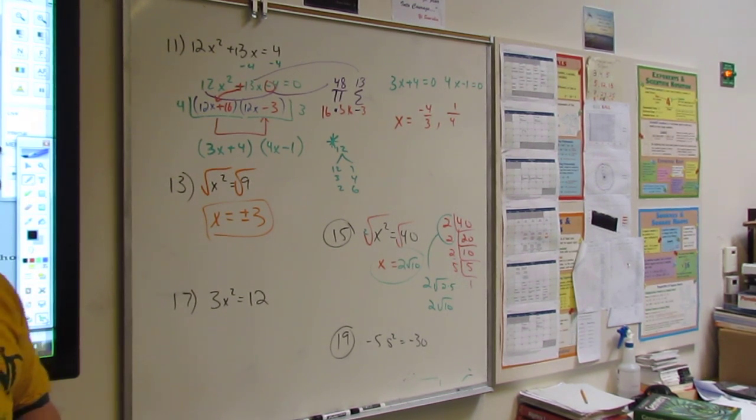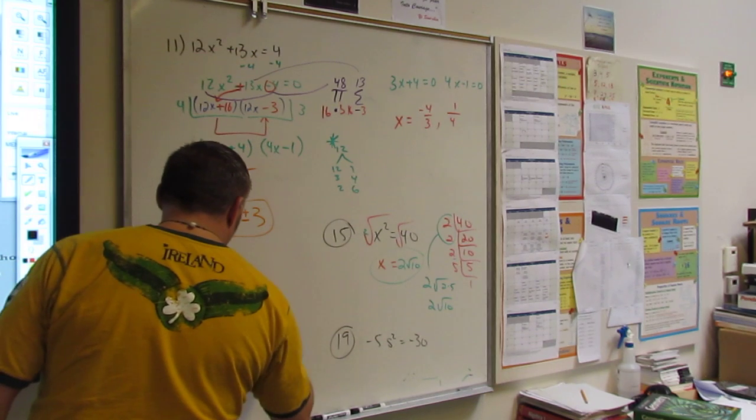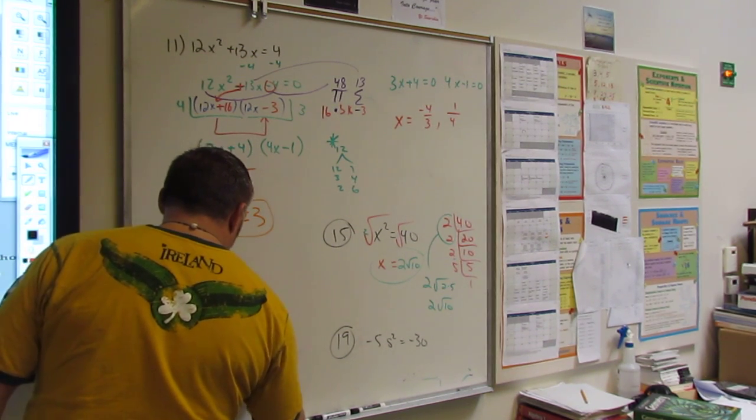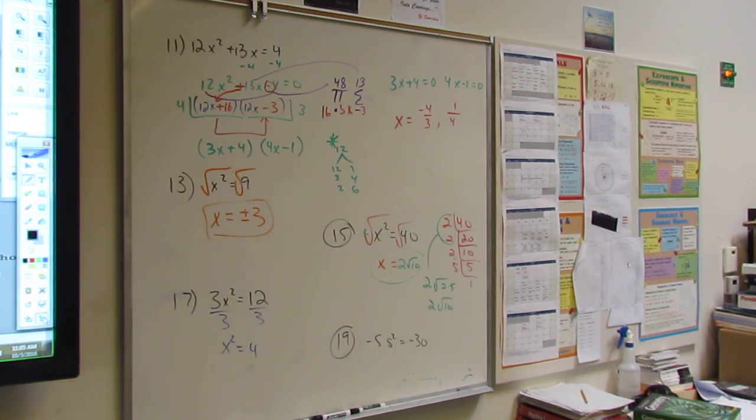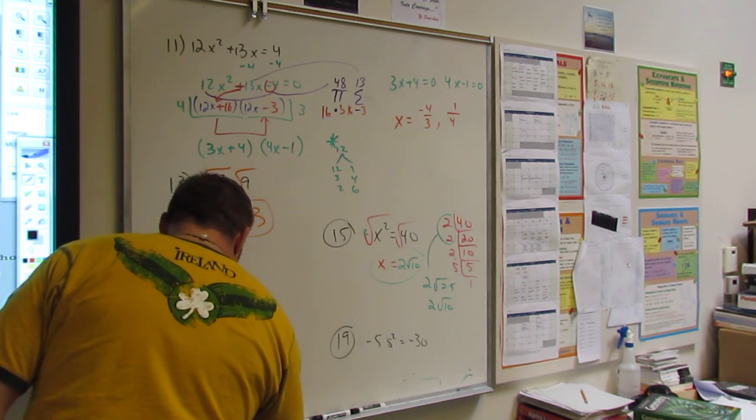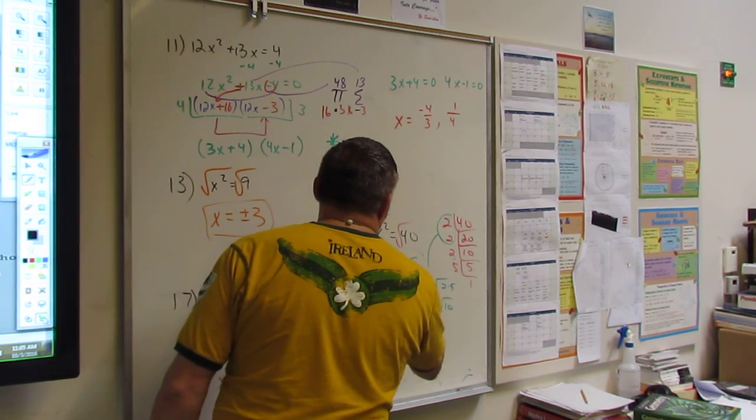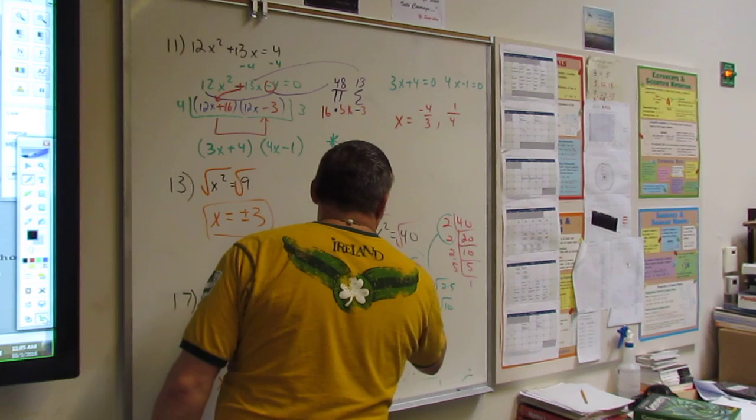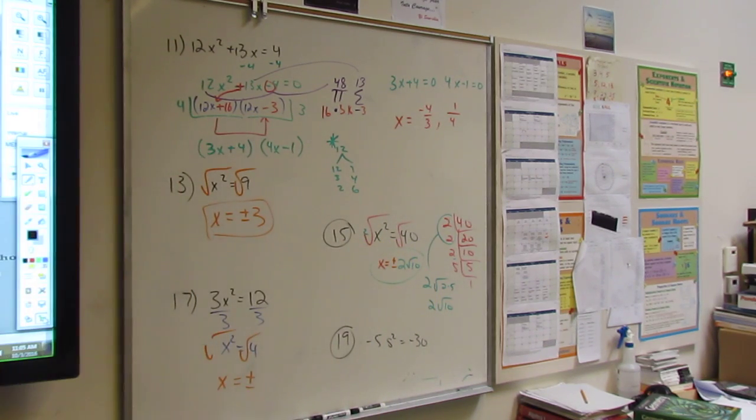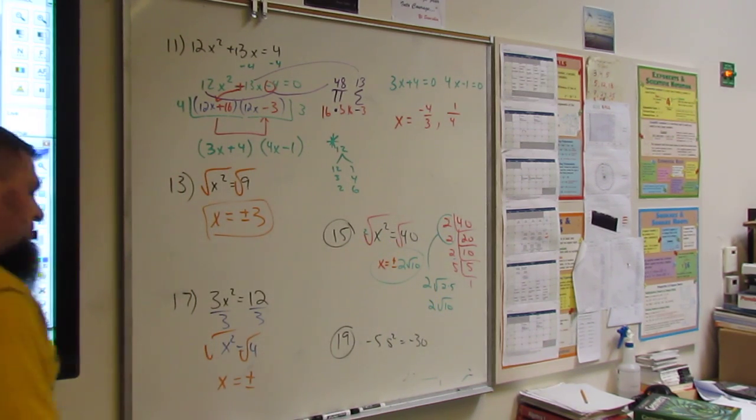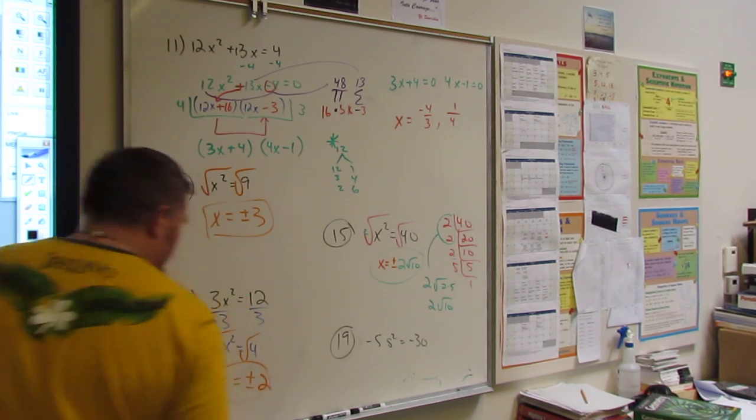Don't square root 3x squared. You divide by 3. Good job, Rosie. X squared equals 4. Then what? Take square root. Square root both sides. So x equals plus or minus, right? Oh, by the way, this is plus or minus 2 square root 10. And this is plus or minus 2, right?